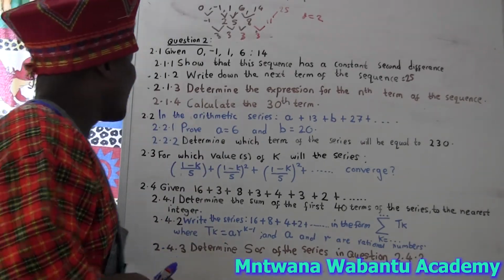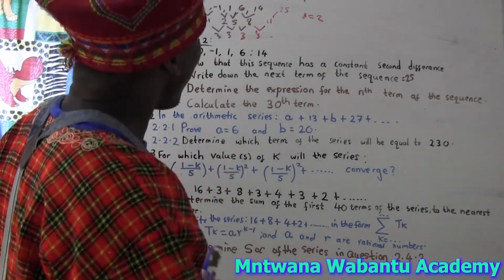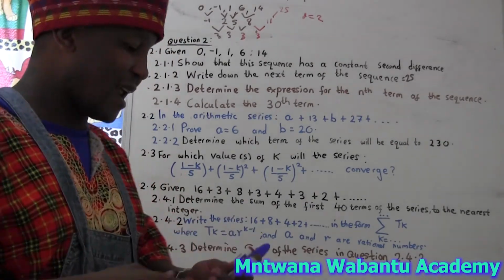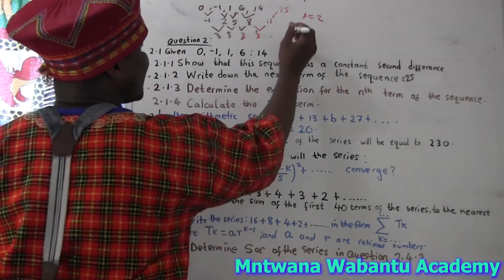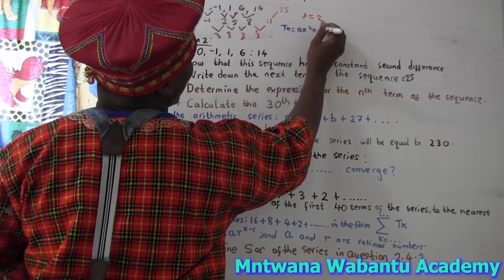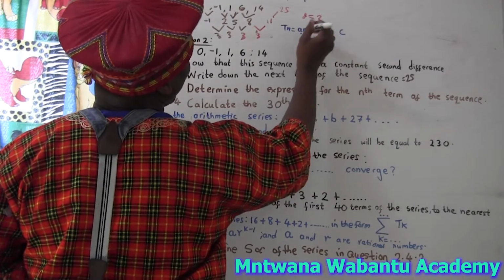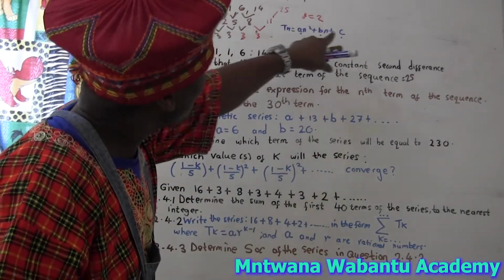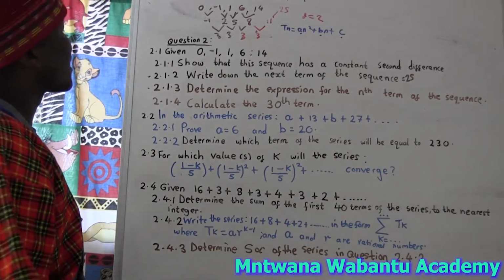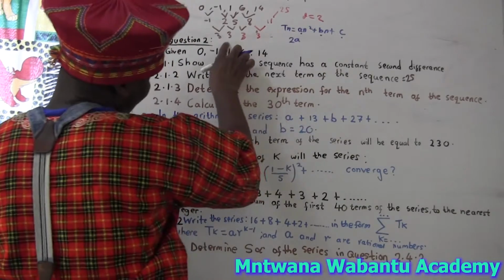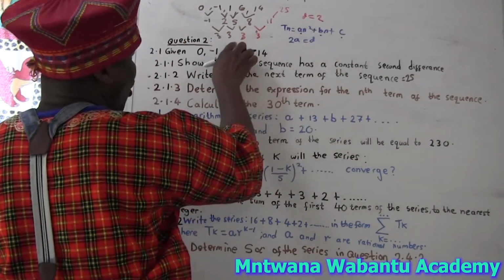Now, determine the expression of the nth term. So the Tn for a quadratic sequence. We know this: Tn equals an squared plus bn plus c. Find a, b, and c, and that's the expression they're looking for of the quadratic. Can't you see it looks like a quadratic? Now, how are we going to get a? We know 2a always equals the second common difference.